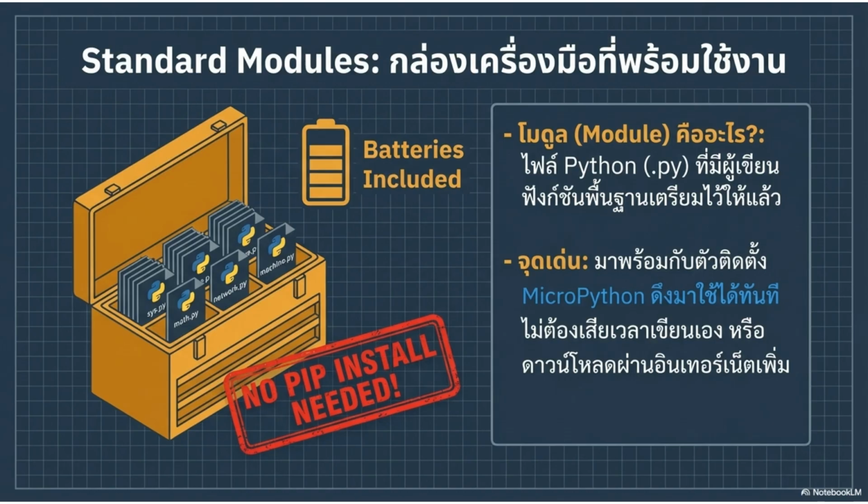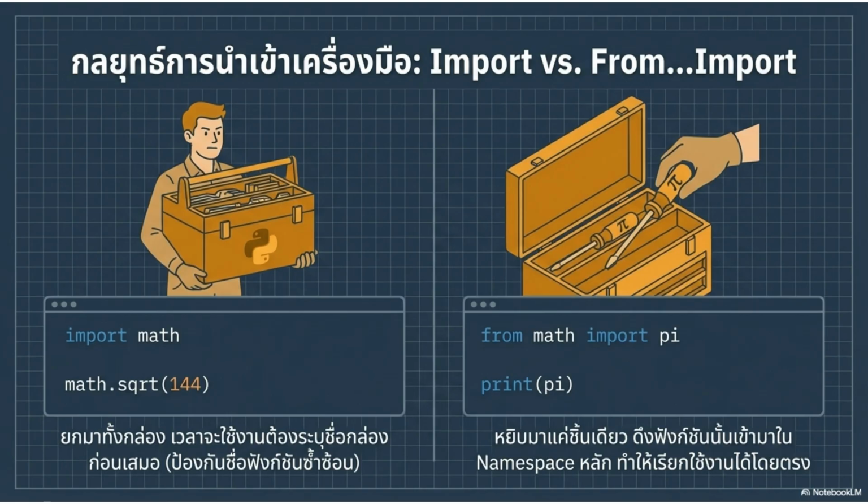Standard modules are pre-written Python files that include ready-to-use functions. A major advantage is that they come pre-installed with MicroPython, so no external installation like pip install is needed. There are two main import strategies.